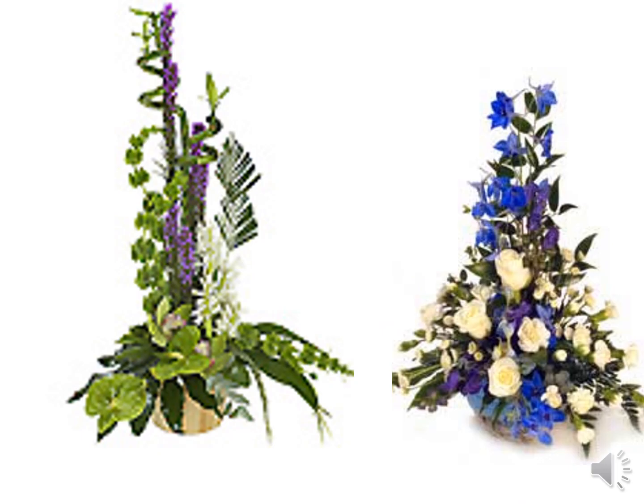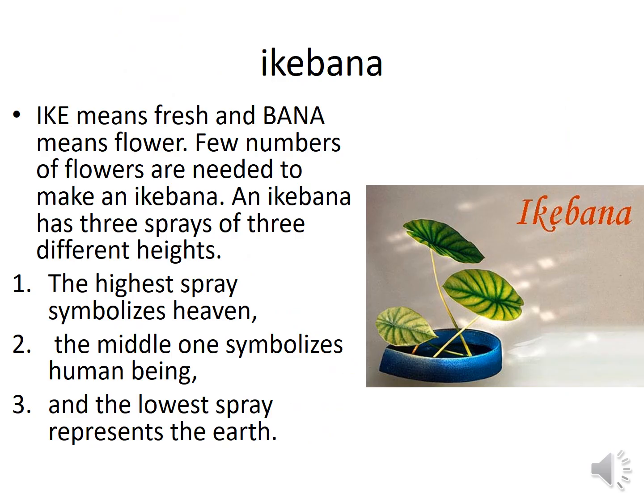We have to go through in this chapter. We should know ikebana system, which is a Japanese method of making flower preparation. Here we see that ike means fresh and bana means flower. That means fresh flower arrangement is called ikebana.